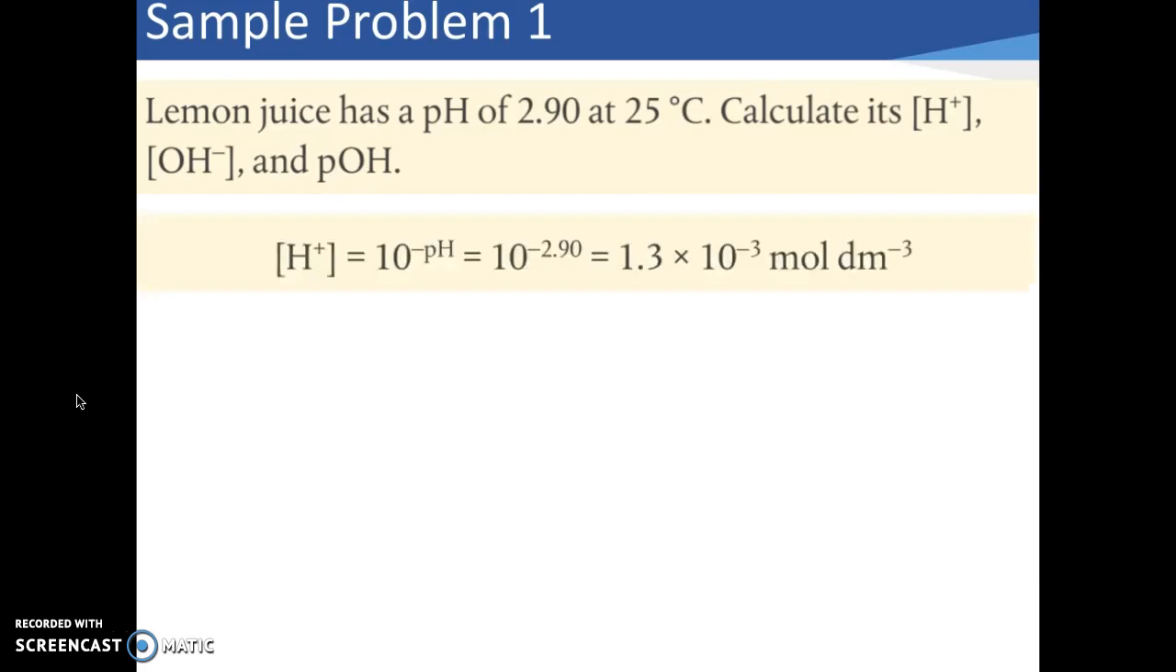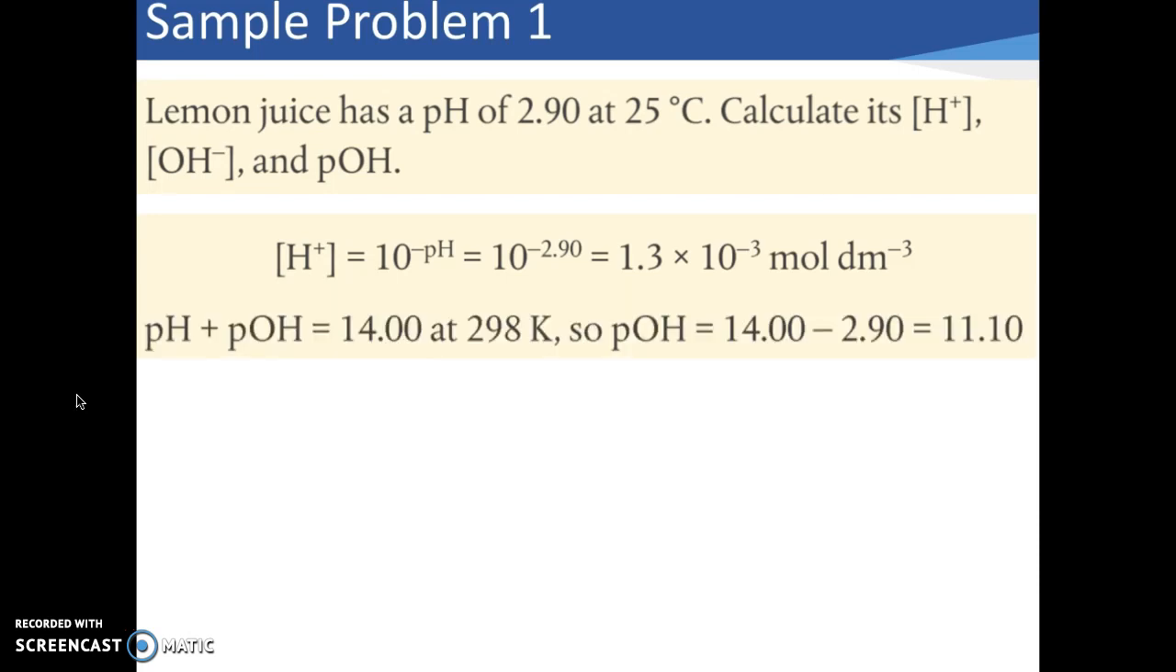So hydrogen ion concentration is going to equal 10 to the negative pH. We know our pH, so it's going to equal 10 to the negative 2.90. That's going to equal 1.3 times 10 to the negative third moles per decimeter cubed. That's our hydrogen ion concentration. Next is hydroxide. Remember that pH plus pOH equals 14. So the pOH is going to be 14 minus the 2.9, and that gives us a pOH value of 11.10. So now we've found the pOH.